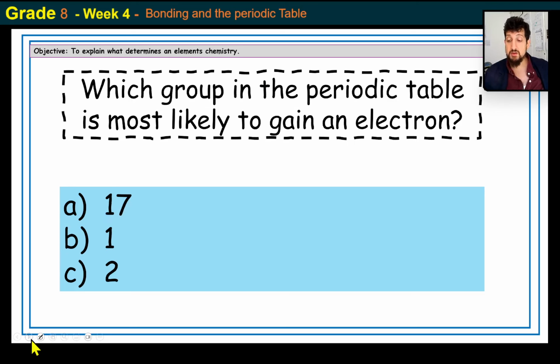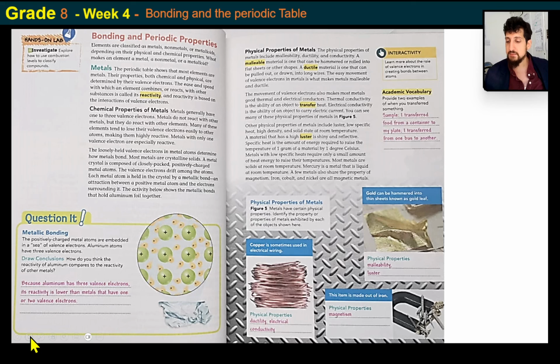Which group in the periodic table is most likely to gain an electron? Of course, that's going to be a non-metal, because non-metals gain, metals give. Non-metals gain, metals give. So it's going to be group 17. That's the halogens. Once again, chlorine, fluorine, iodine, bromine, all of these guys.